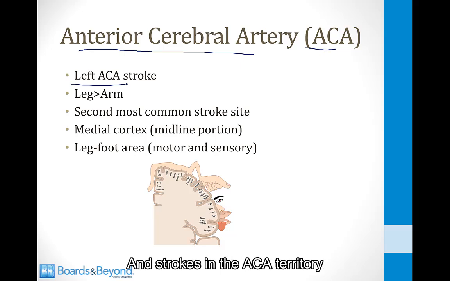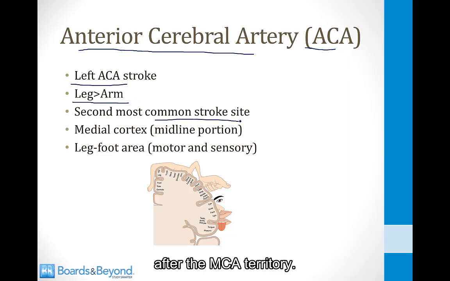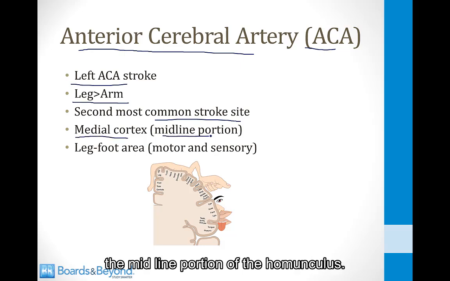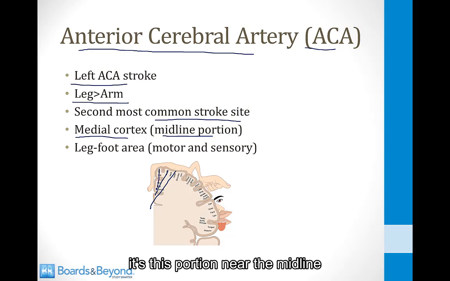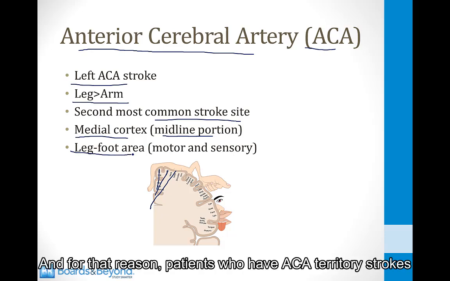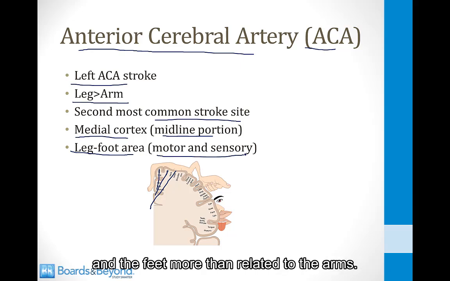And strokes in the ACA territory tend to affect the legs more than the arms. This is the second most common stroke site after the MCA territory. ACA strokes affect the medial portion of the cortex, the midline portion of the homunculus. If we look at this drawing of the homunculus on the screen, it's this portion near the midline that is affected in ACA strokes, and that portion relates to the leg-foot area. And for that reason, patients who have ACA territory strokes have motor and sensory problems related to the legs and the feet more than related to the arms.